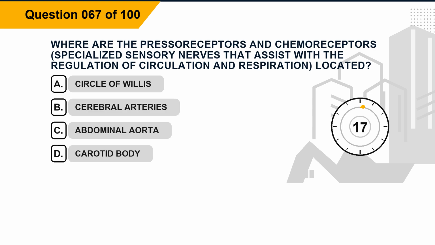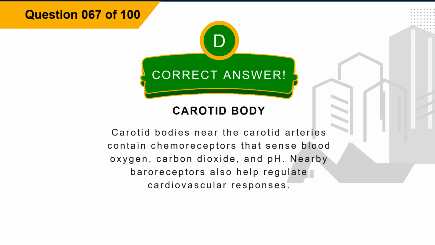Question 67. Where are the pressoreceptors and chemoreceptors, specialized sensory nerves that assist with the regulation of circulation and respiration, located? Option A. Circle of Willis. Option B. Cerebral arteries. Option C. Abdominal aorta. Option D. Carotid body. The correct answer is option D. Carotid body. Explanation. Carotid bodies near the carotid arteries contain chemoreceptors that sense blood oxygen, carbon dioxide, and pH. Nearby baroreceptors also help regulate cardiovascular responses.